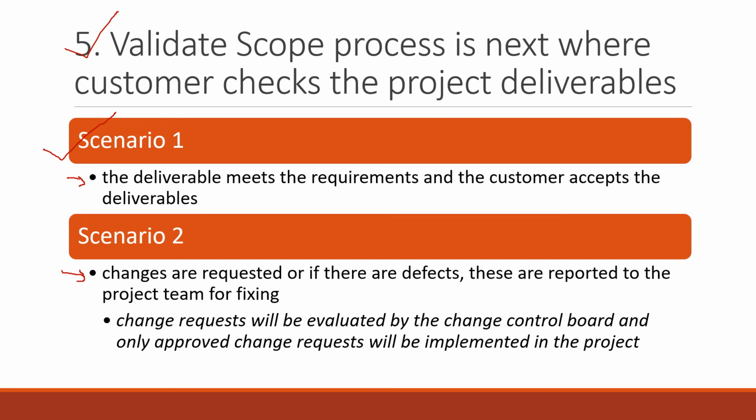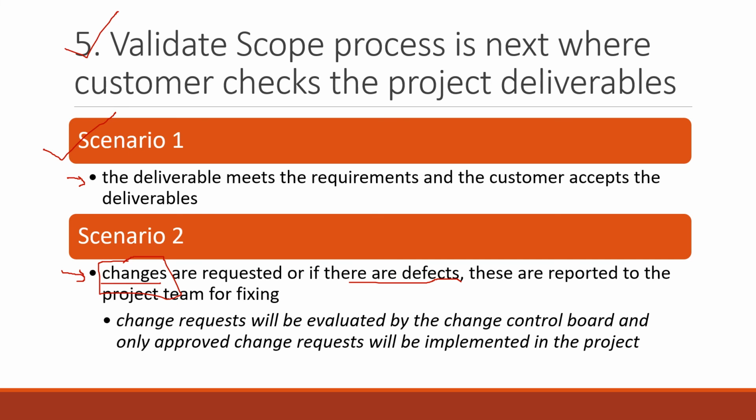The second scenario is that the customer requests changes, or the customer uncovers defects, right? And these are reported to the project team for fixing. Once again, we talked about this earlier as well, that when the testing department came up with certain changes, those changes went through the change management cycle. It's the same even if the customer comes up with a change request. Every single change request, no matter who comes up with it, has to go through the change management cycle, right?